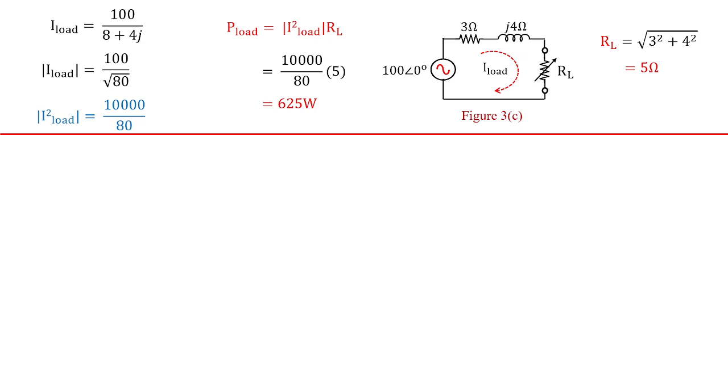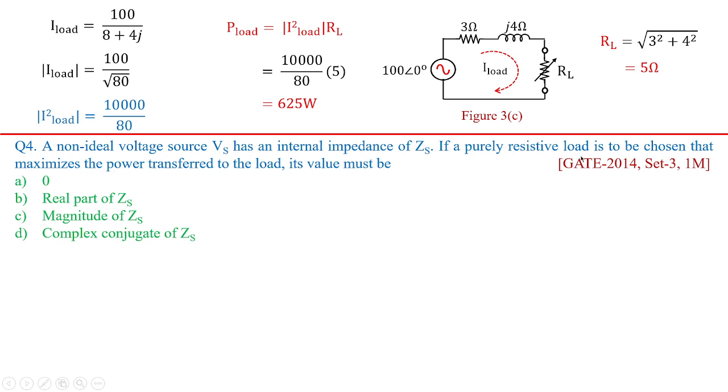In the next problem, which was asked in GATE 2014 under set 3 for 1 mark, it goes with the concept actually. A non-ideal voltage source Vs has an internal impedance of Zs. If a purely resistive load is to be chosen such that the maximum power is transferred to the load, its value must be: option A, 0; option B, real part of Zs; option C, magnitude of Zs; and option D, complex conjugate of Zs. Now you tell me what could be the answer.